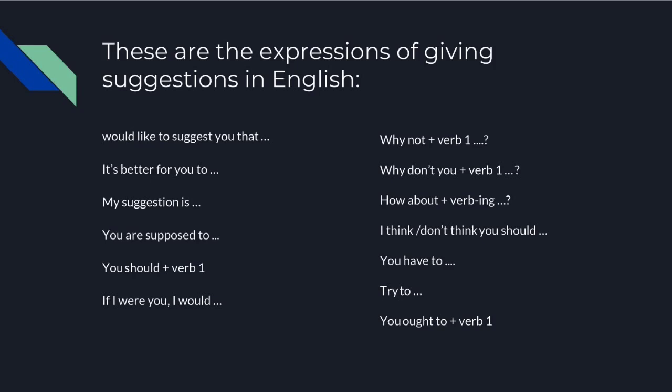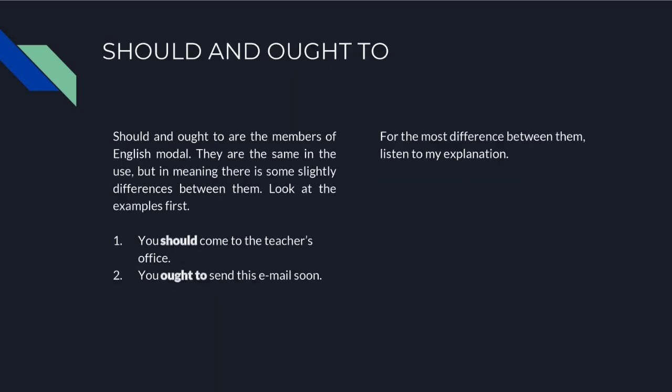You have to, or she has to. Try to. You try to, if you know that try to is a kind of imperative sentence because the initial part of the sentence is a verb. And the last, you ought to plus a verb 1.